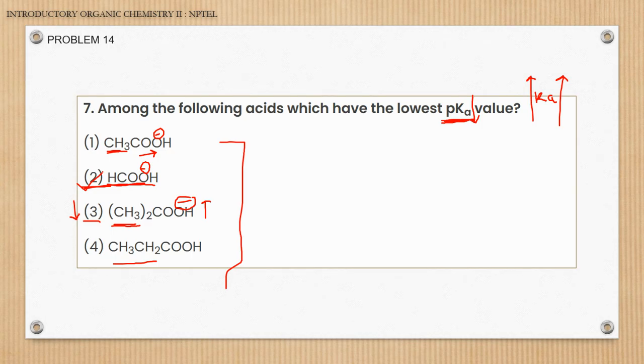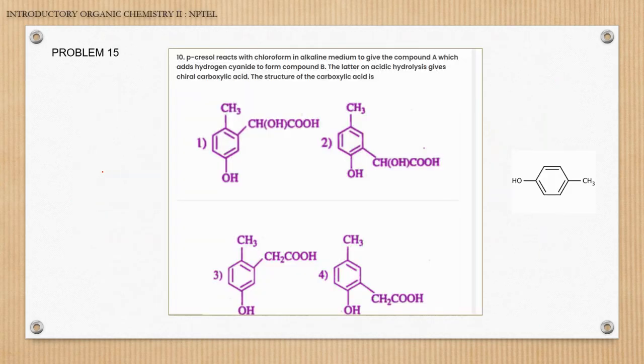Okay, so if there is no question, I'm moving forward to problem number 15. In problem number 15, they are asking: paracresol reacts with chloroform in alkaline medium to give the compound A, which adds hydrogen cyanide to form compound B. The latter, on acidic hydrolysis, gives the chiral carboxylic acid. The structure of the carboxylic acid is... now in the sentence form they have told you two conditions.